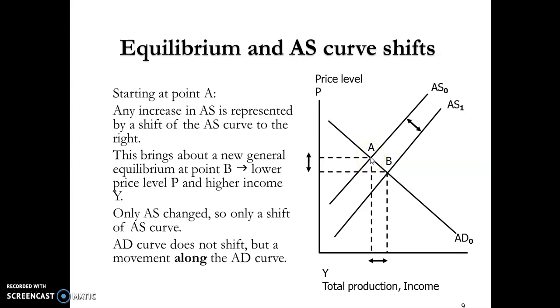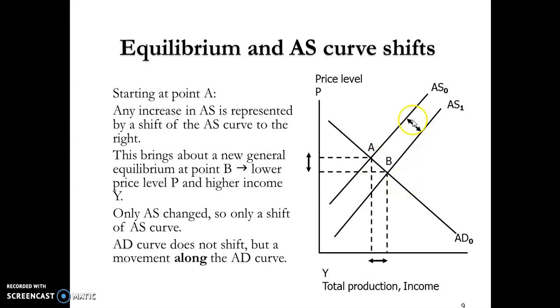So we're starting at point A, and if there's some increase in aggregate supply, the curve would shift downward to the right. So we can see that AS with the subscript 0 becomes AS with the subscript 1, reflecting our new aggregate supply curve, and our equilibrium point has changed from point A to point B. So this brings about a new general equilibrium at point B. So what happens between these 2 points? Well, we can see that as a result, we now have a lower price level, but also we have a higher income level as we move from point A to point B.